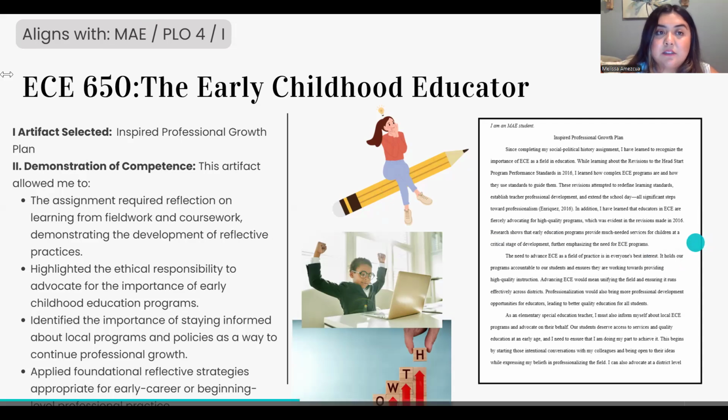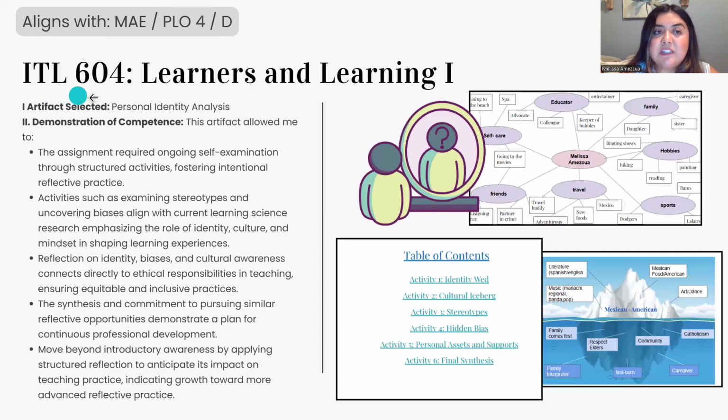My next course in the program was ITL 604, which is Learners and Learning Part 1. So this is like a Part 2 course. I did take that course, and I'll talk about it in a little bit. So for this course, I have selected the artifact, the personal identity analysis, and I've aligned this one with PLO 4 at a developing level.